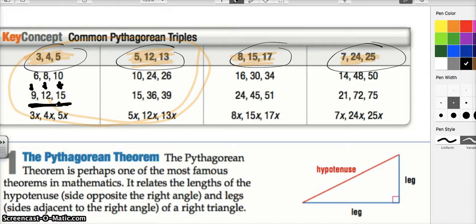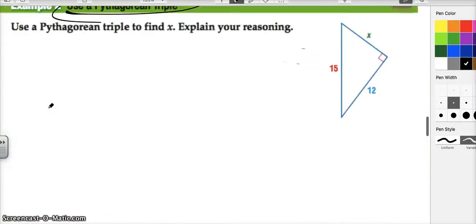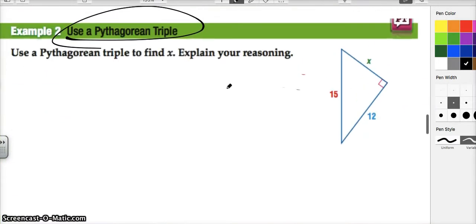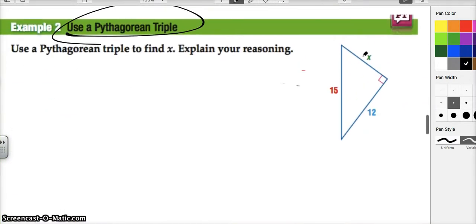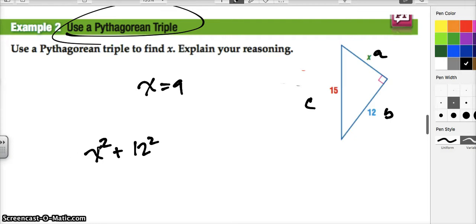If you memorize your Pythagorean triples, you can come to a problem like this, say on the SAT, and just be like, oh yeah, x equals 9, because clearly that's a Pythagorean triple. We can check it too. I know you're like, I don't like this. So I'm going to rock out. This would be A, this would be B, and this would be C. x squared plus 12 squared is equal to 15 squared.